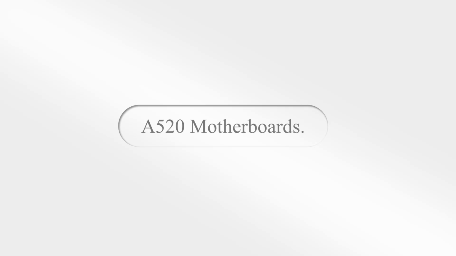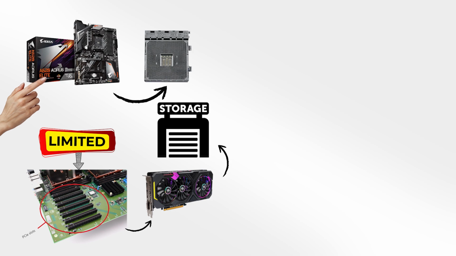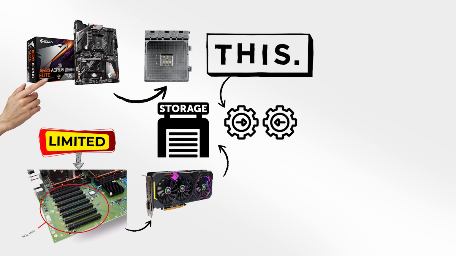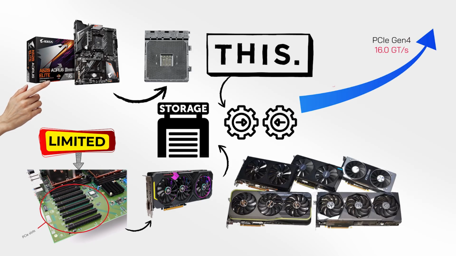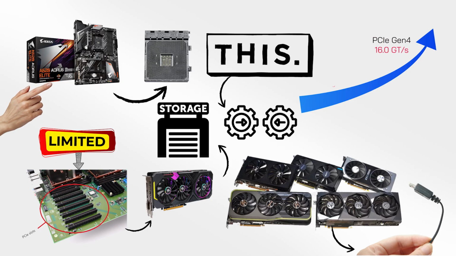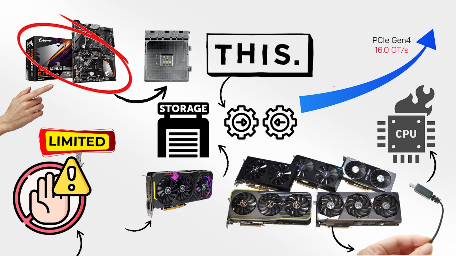A520 motherboards. The A520 chipset is a budget option for AM4. These boards are limited to PCI Express Generation 3 for both graphics and storage. This creates compatibility issues with many modern graphics cards that expect at least Generation 4 bandwidth. They also cut down on USB ports and do not support overclocking. Because of these restrictions, A520 boards are only recommended for very basic systems.